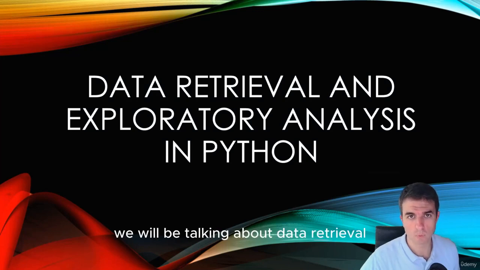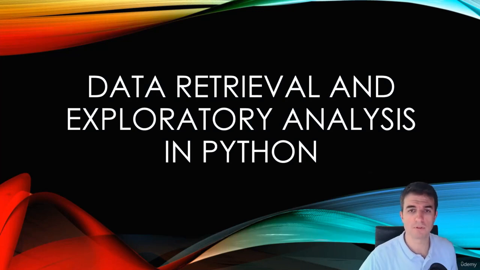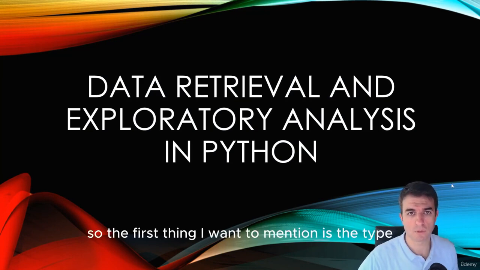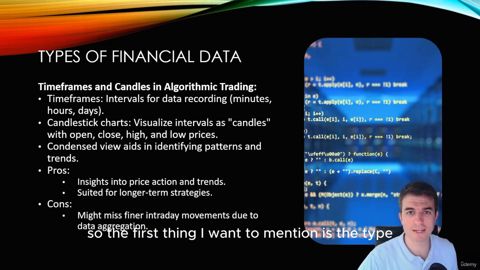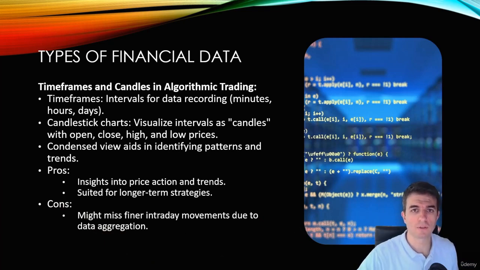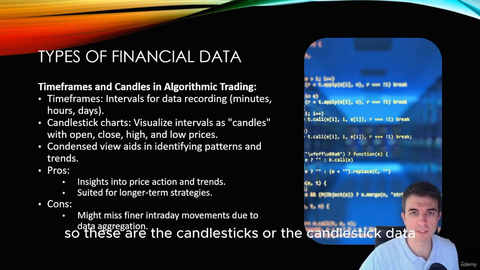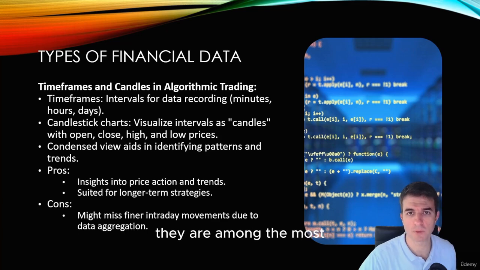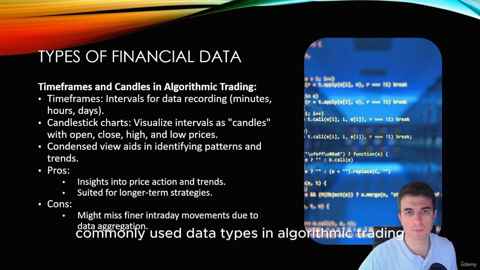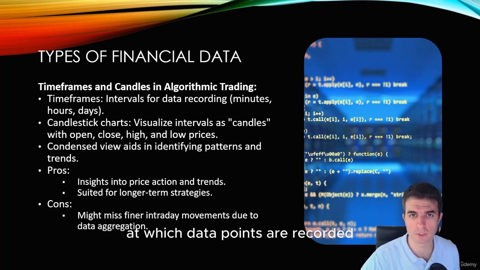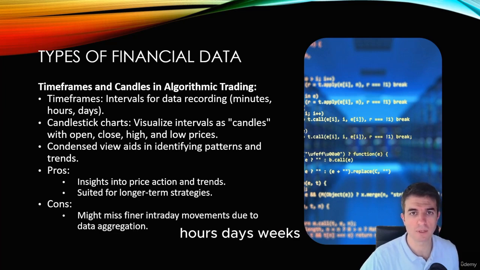In this section, we will be talking about data retrieval, visualization, and exploratory data analysis. So the first thing I want to mention is the type of financial data. The first point is time frames and candles. These are the candlesticks, or the candlestick data. They are among the most commonly used data types in algorithmic trading. Time frames refer to the intervals at which data points are recorded, such as minutes. You can have a 1 minute time frame, hours, days, weeks, months, and so on.